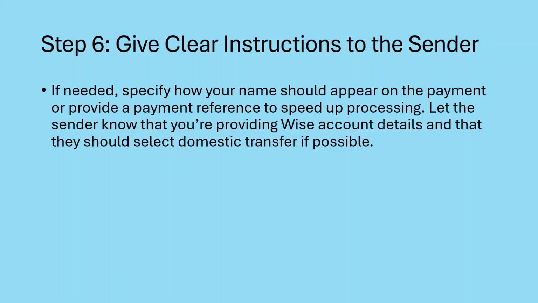Step 6. Give clear instructions to the sender. If needed, specify how your name should appear on the payment or provide a payment reference to speed up processing. Let the sender know that you're providing Wise account details and that they should select domestic transfer if possible.